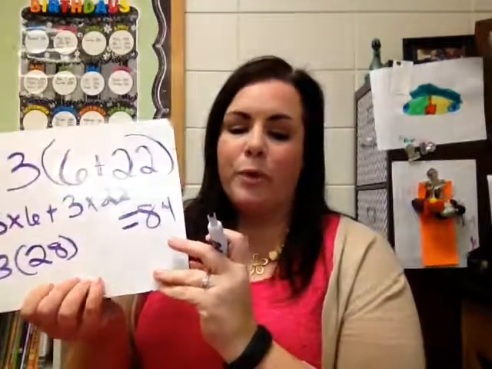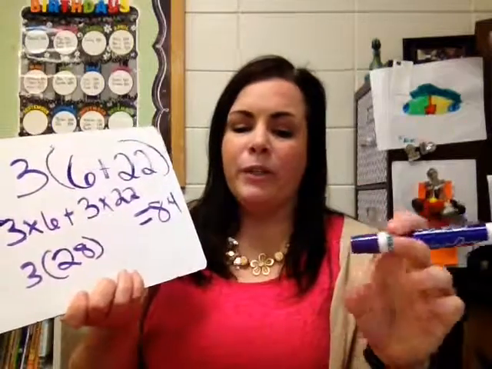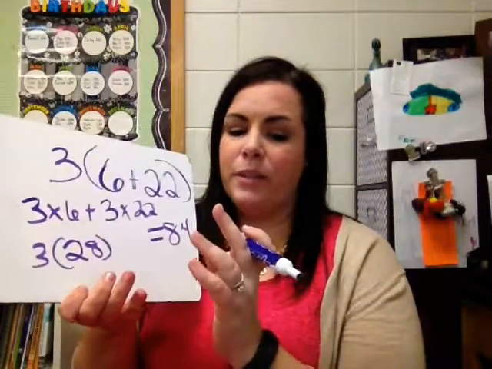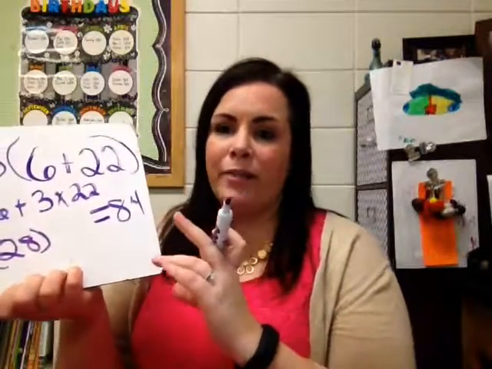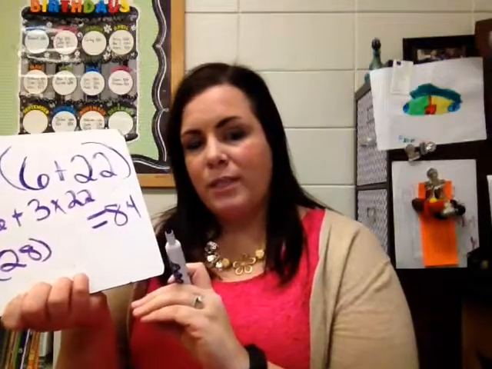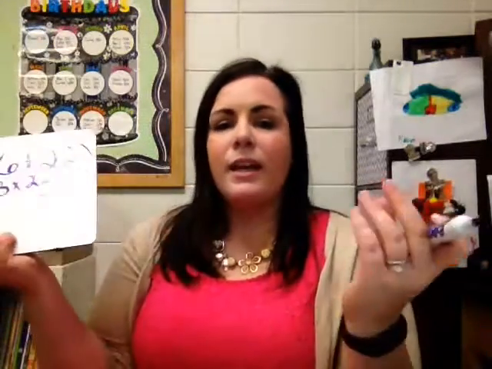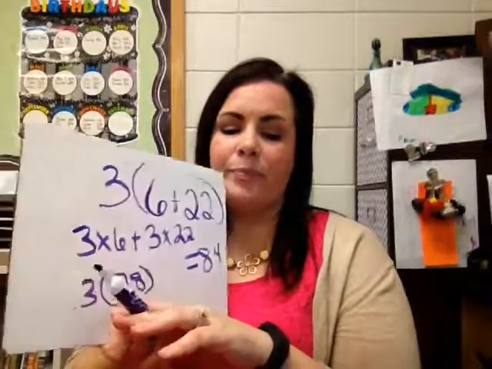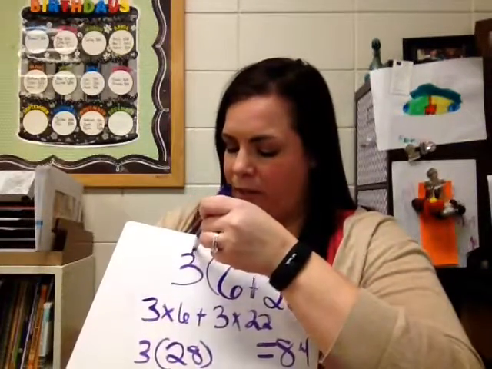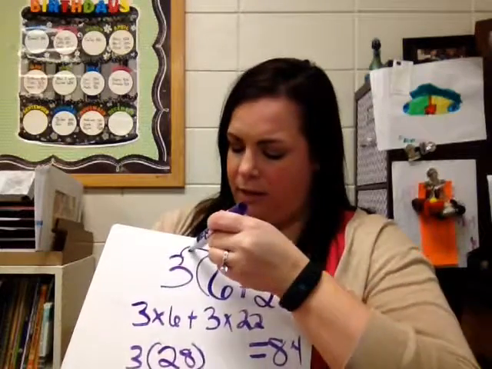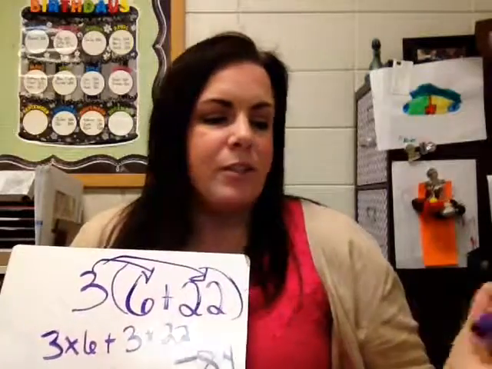And you can see in your book that they represented this with a bar diagram, where you're either adding 6 plus 22 to get 28, and then multiplying by 3, or they broke the bar diagram up into two chunks, 3 times 6, which would be 18, and 3 times 22, which is 66, and then adding the two chunks together. So when we're using the distributive property, we're simply taking the 3 and distributing it into the whole problem here. Okay, so let's turn the page.